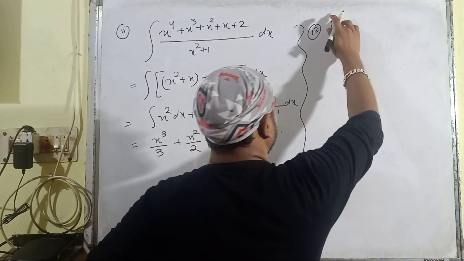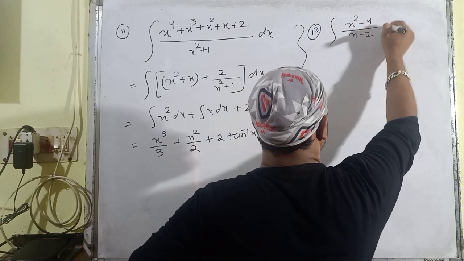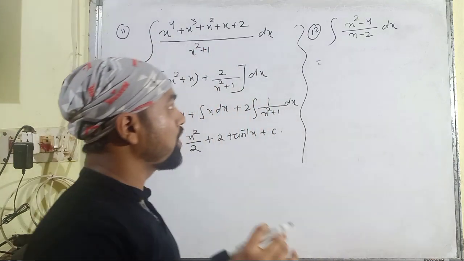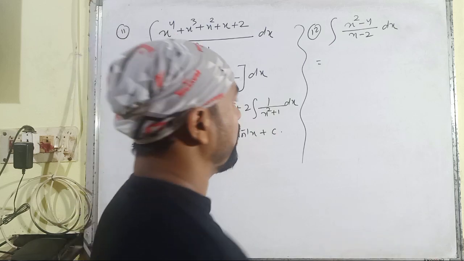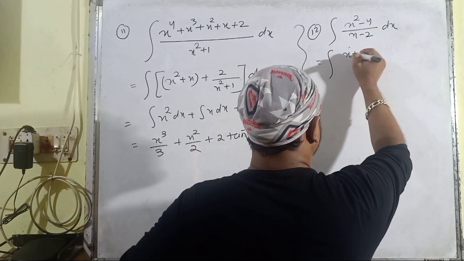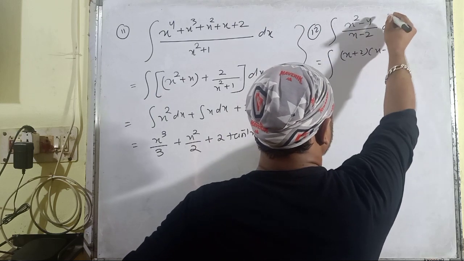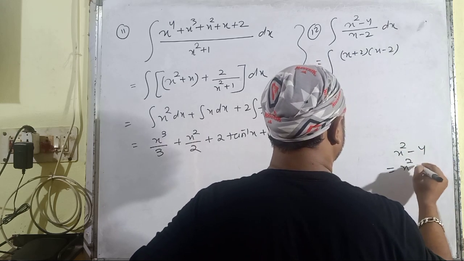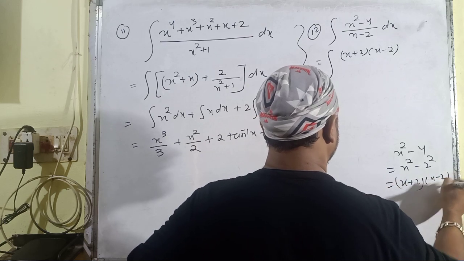Suppose it is given that the integral of x^2 minus 4 divided by x minus 2 with respect to x. You can see that the term present in the numerator can be factorized into the product of two other factors. So it will be x plus 2 multiplied with x minus 2, because this 4 is 2 square. So x^2 minus 4 will be x^2 minus 2^2, so it will be x plus 2 into x minus 2.